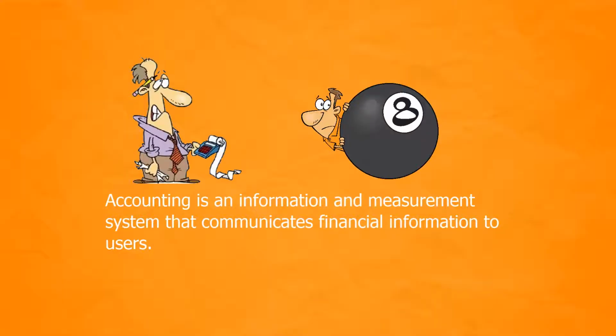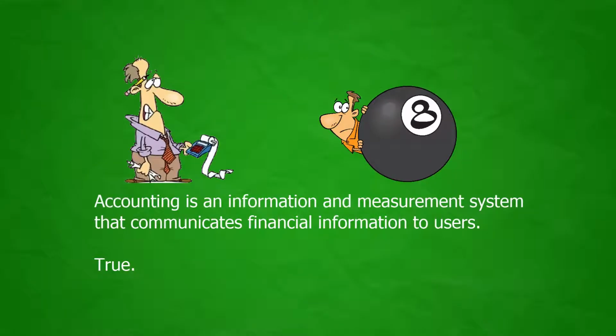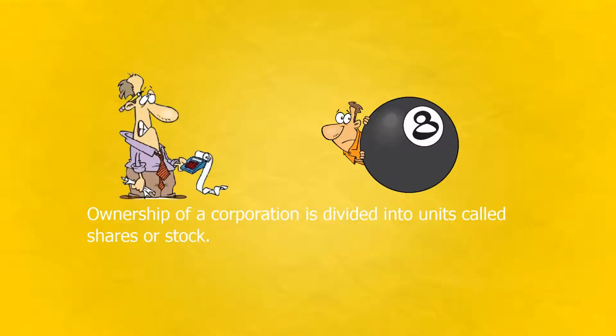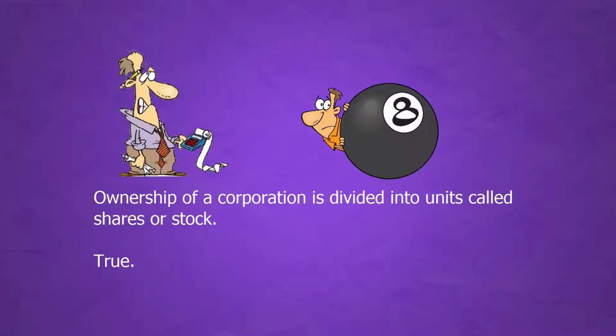Accounting is an information and measurement system that communicates financial information to users. True. Ownership of a corporation is divided into units called shares or stock. True.